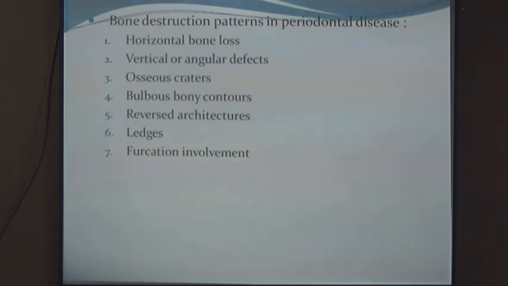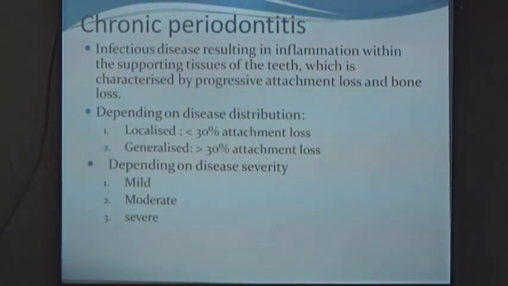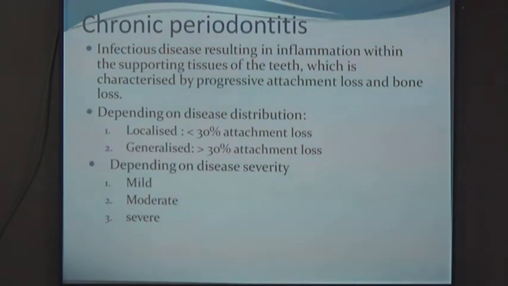Do you know any other name for ledges? What is lipping, buttressing bone formation? This is chronic periodontitis. Depending upon the severity, you can classify it into mild, moderate and severe, and this disease is mainly because of P. gingivalis. Okay.